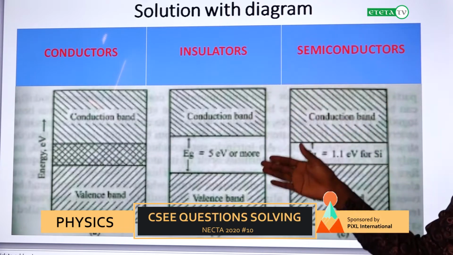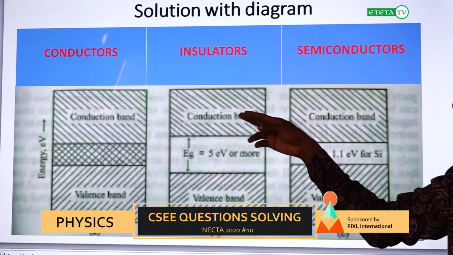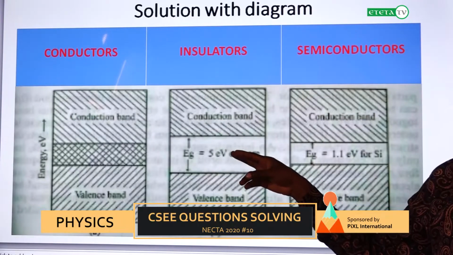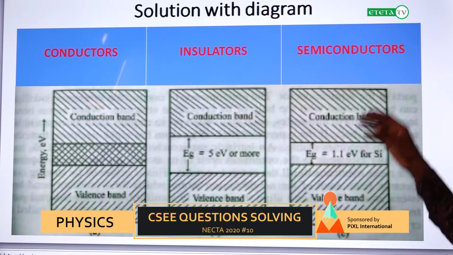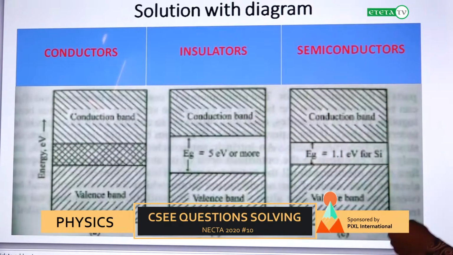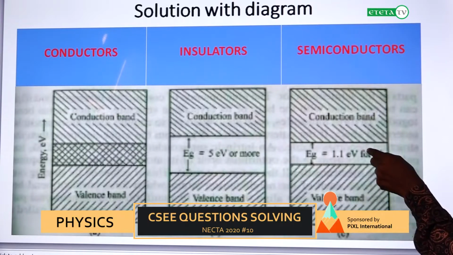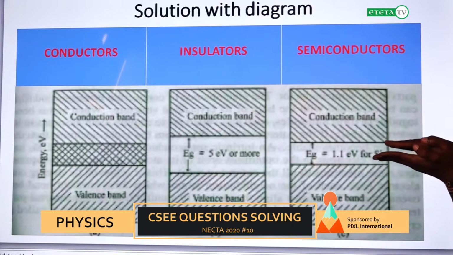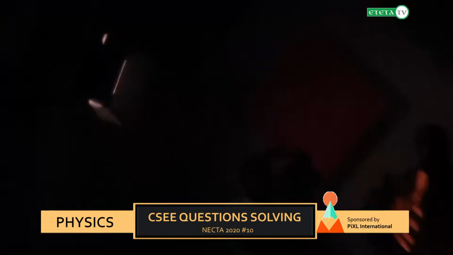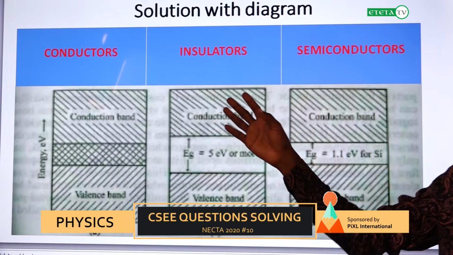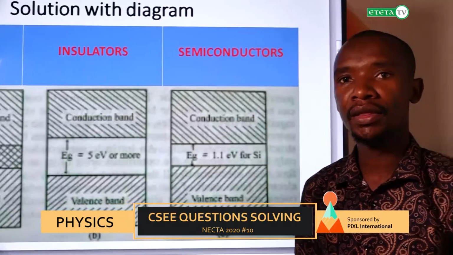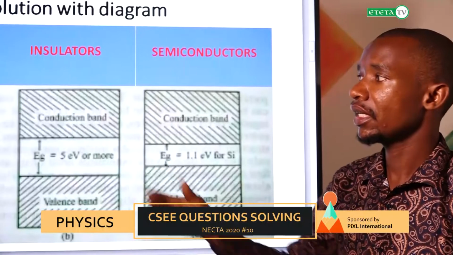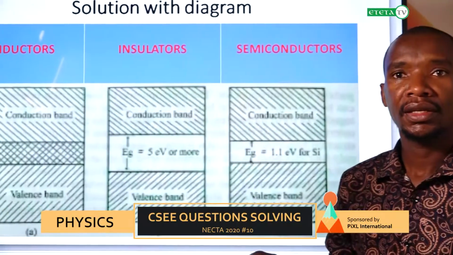In insulators, I said that we have conduction band, valence band, and the forbidden gap. But the forbidden gap is very wide, as you can see here. In semiconductors also we have conduction band, valence band, and forbidden gap. But the forbidden gap is very narrow, very small. So this is how we can distinguish between conductors, insulators, and semiconductors in terms of energy band theory. Okay, now let us go on with the question part B.